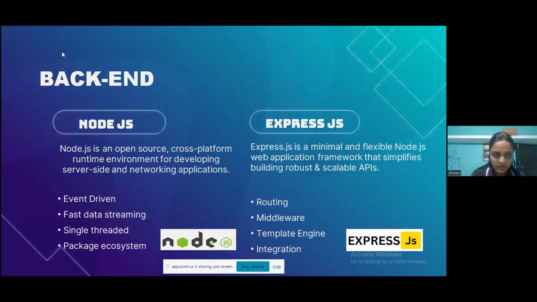The next is the backend. For the backend, we use Node.js. Node.js is open source and cross-platform. It is a runtime environment for developing server-side networking. With the help of this, we can connect with the server, and its feature is being event-driven. Means if one event occurs, then it passes to the next event. It doesn't depend on the previous event, and it has fast data streaming, is single-threaded, and has a package ecosystem.